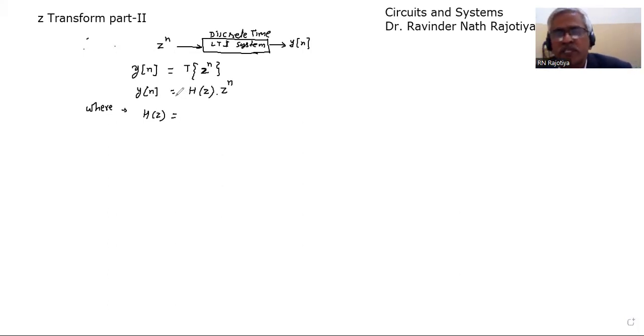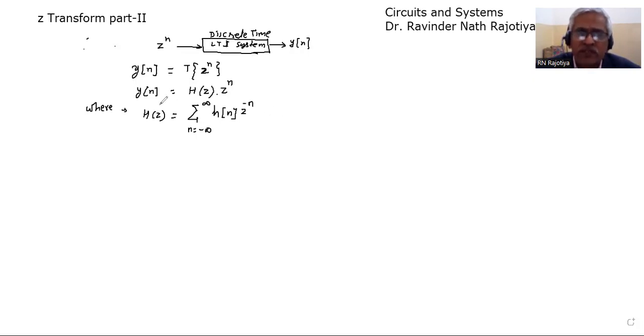Remember how you did it in the Laplace transform. There we said h of s is equal to the integral from minus infinity to plus infinity of the given signal e power of minus st dt. So here, in the case of discrete time, this will be a series summation. Therefore this can be written as the summation of n equal to minus infinity to plus infinity of h of n, the discrete impulse, z power of minus n.